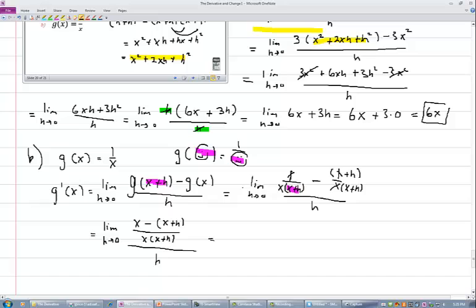And then this is equal to the limit as h goes to 0. And then I have x, and I'll distribute that minus sign through, so minus x, and then minus a plus is a minus h. This is all divided by x times x plus h. And then that's all divided by an h. And what's nice now is that these x's are going to cancel. And so this is going to be the limit as h goes to 0 of negative h all divided by x times x plus h. And then this whole thing is divided by h.